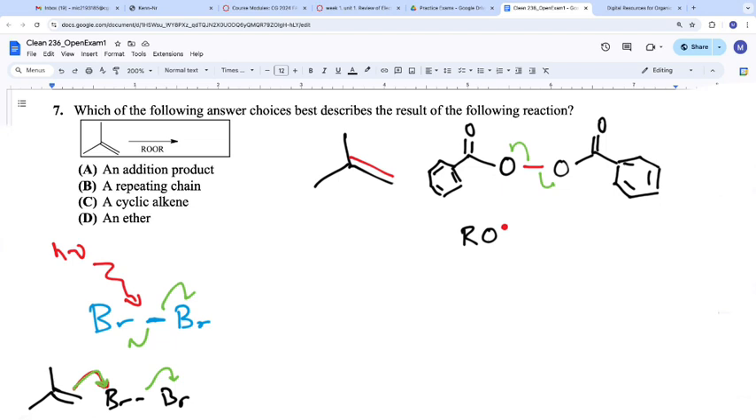RO radical. Technically not a ROOR radical. Technically it's just an RO radical. Right? Because there's two of them. Welcome to Scooby-Doo.